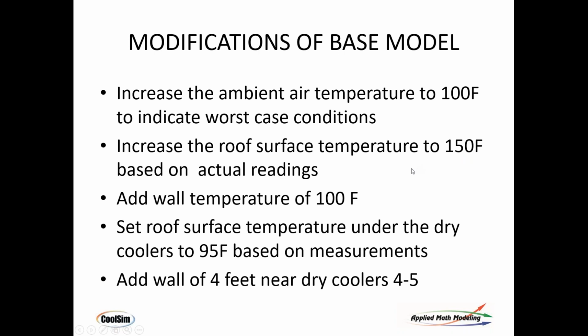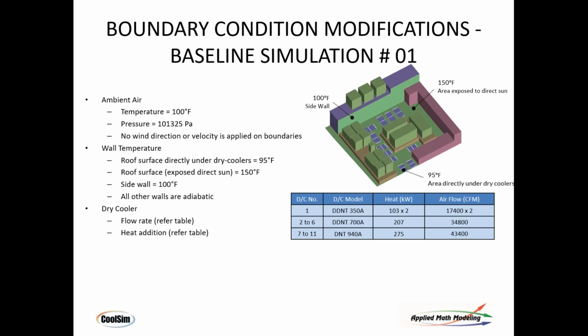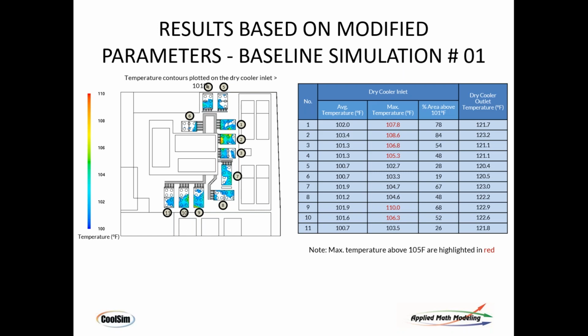So you take some field measurements to validate your model, find out what's going on, you go back and you rerun it. So in this case, we started running with roof surface temperature of 150 degrees, ambient air of 100 degrees, because that's what it was the day it was measured. And we start to do a similar run, same sort of situation, but under more extreme conditions. And guess what? Things get worse.